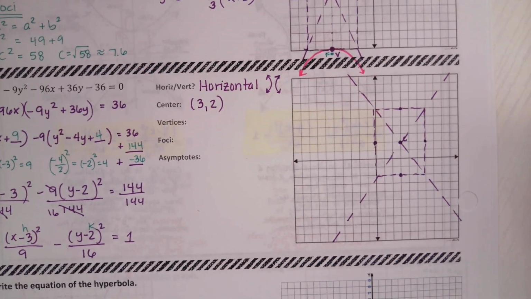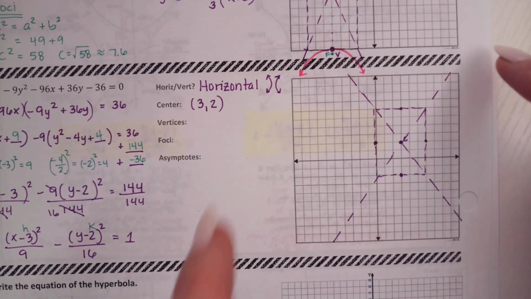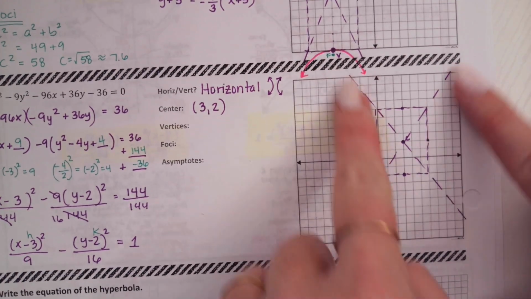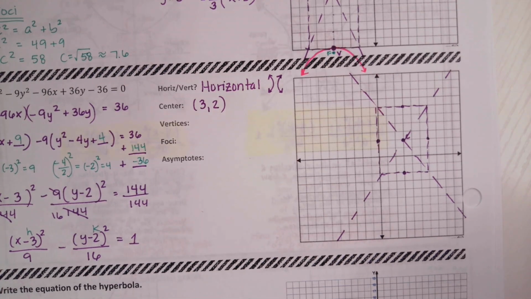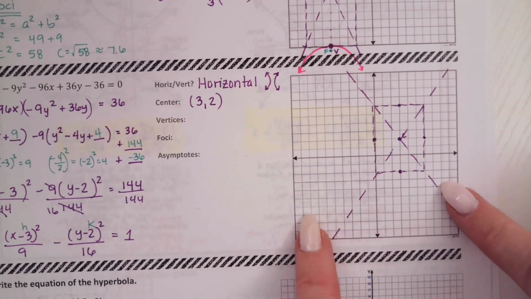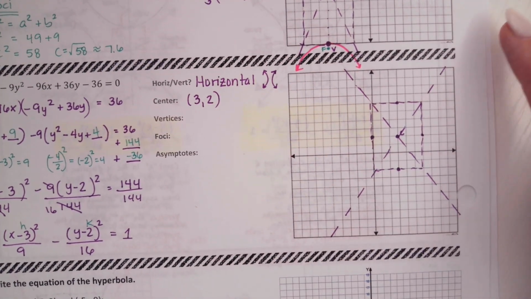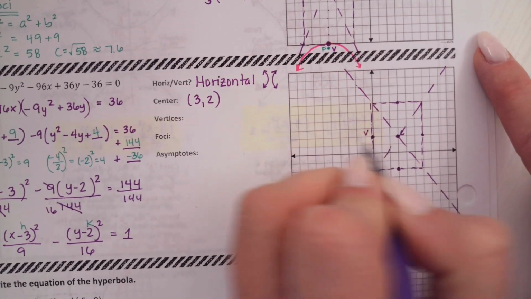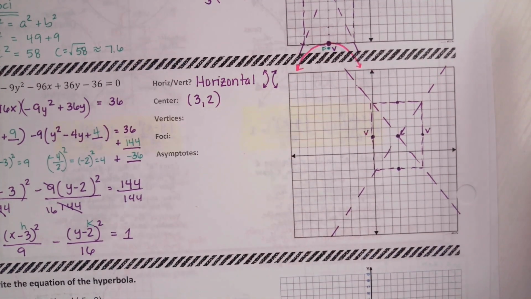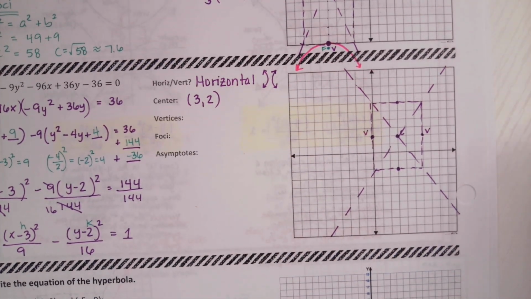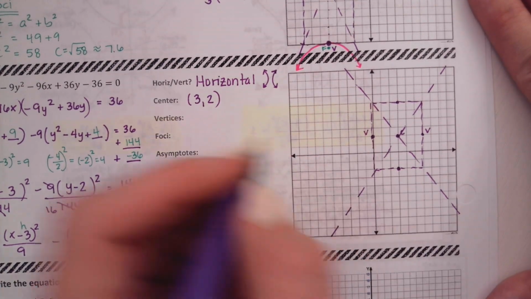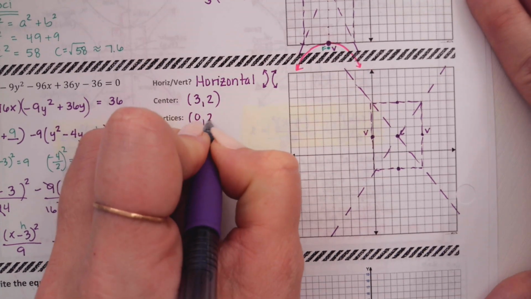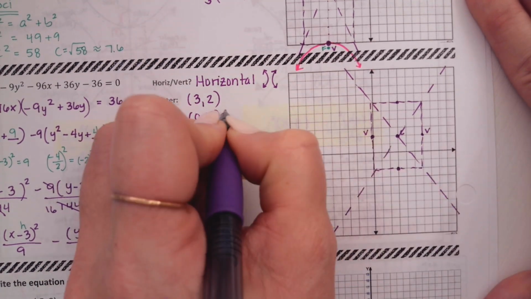Okay, if this is a horizontal facing hyperbola, out of those 4 points, which ones will be our vertices then? The left, right, or the up, down? The left, right. These two are the vertices, right? Again, for hyperbolas, you don't have to write the co-vertices. They're not usually needed. So let's see. One vertex is going to be at 0, 2. The other one is at 6, 2.